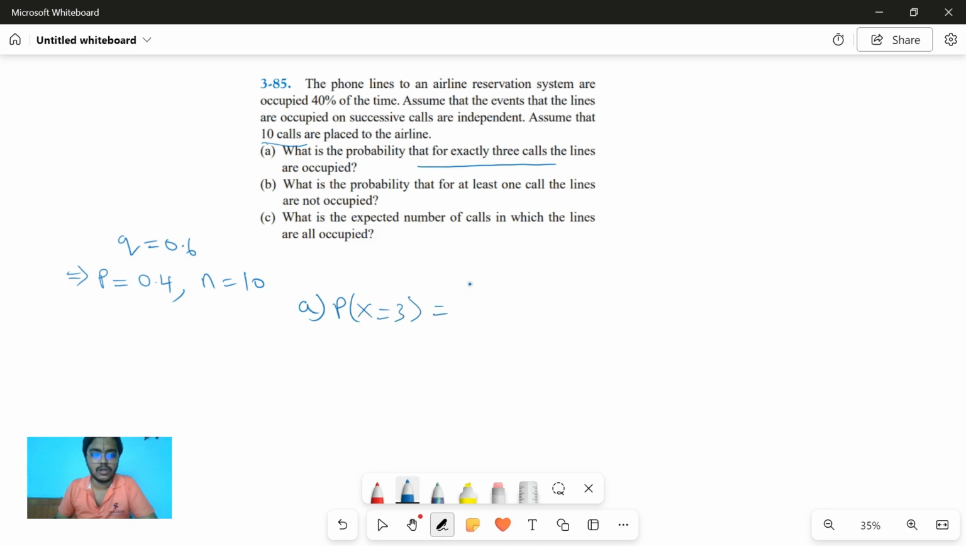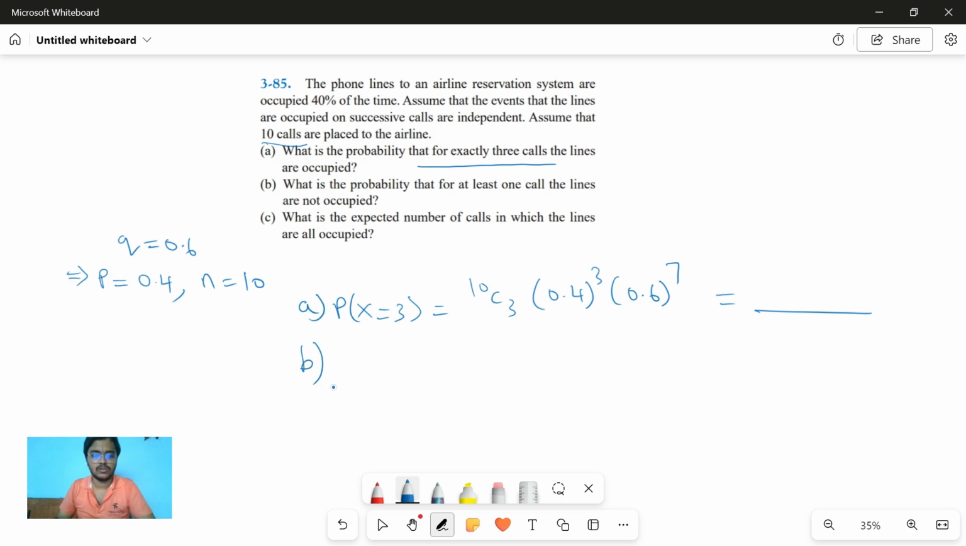Understood? So here this will be 10C3, P will be 0.4 power 3 into 0.6 power 7. Understood? Simple. You can calculate this and see the answer. Okay. So very easy to do. First, see the probability of success P. With that, calculate Q. Now see how many times the trials are done. Here are just 10 calls, right? 10 times the calls are made. Out of 10, 3 calls should be occupied.